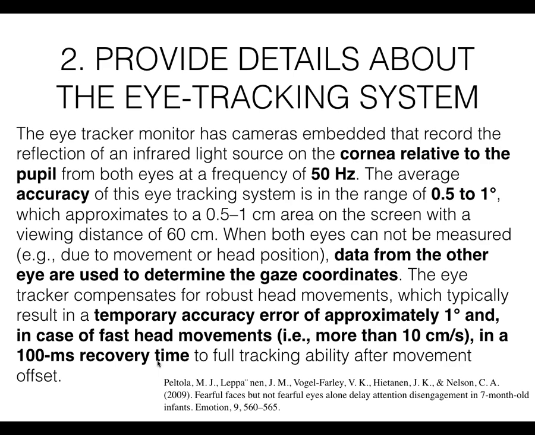When both eyes could not be measured, either due to head movement or head position, data from the other eye was used to determine eye coordinates. Again, this is where I talked about how do you deal with missing information. So if you are missing data, so if you're recording binocularly, you lose one eye, how are you dealing with the data in that situation? Whatever you choose, make sure you talk about it. Temporal accuracy error is about 1 degree in case of head movements, and with a 100 millisecond recovery time.